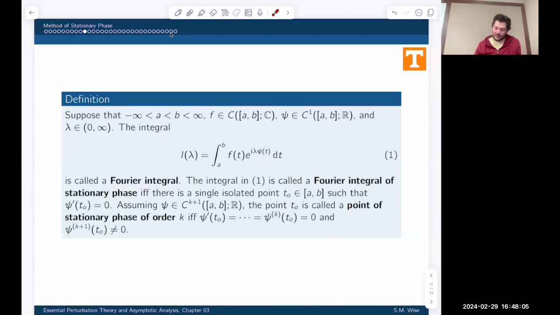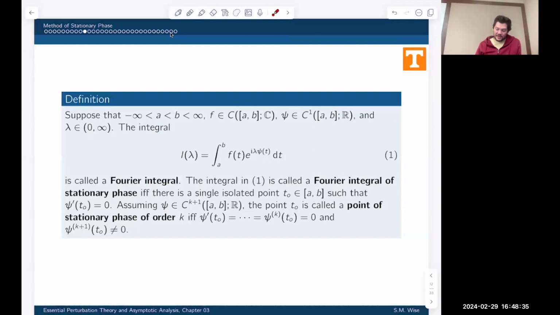Now, if this has a bit more structure, we're going to call it something a little bit different. So this integral is called a Fourier integral of stationary phase if and only if there's a single isolated point t naught in (a, b) such that psi prime of t naught is equal to 0. Okay, so this is what we call a stationary point if this happens. And I'm going to show you what the picture looks like to have a stationary point.